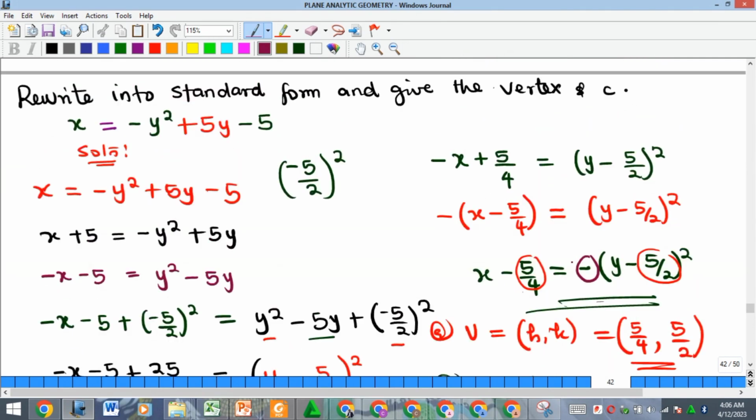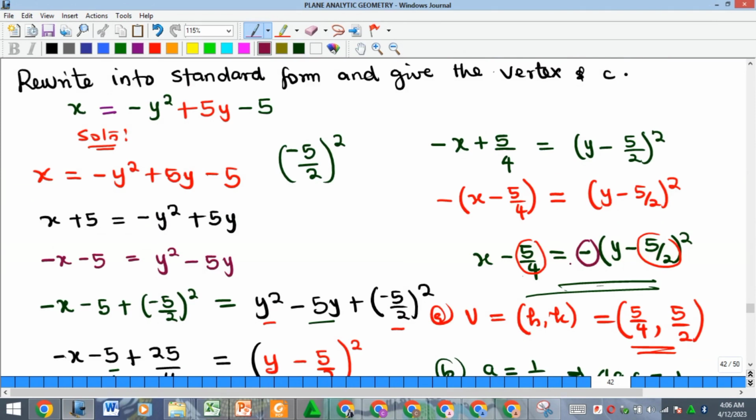So in other words, there are just simple steps here, and the basic thing we are trying to do is just to complete the square of whichever variable is carrying the square. If the quadratic is on y, you complete the squares on y. If the quadratic is in x, you complete the squares on x, and that gives you your required standard form, and then from there you can get the vertex and your c.